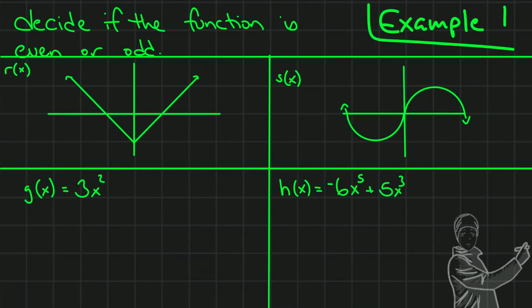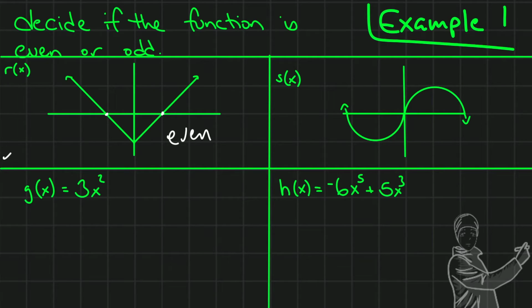All right, let's begin with example number 1. Decide if the function is even or odd. So if we start in this corner over here, we have r of x is equal to whatever this function is. It's an absolute value function. Whatever happens with the x on this side, the same output should be happening when x is equal to that on the opposite side of the y-axis. So that means that there's symmetry about the y-axis. Therefore, this would be an even function.